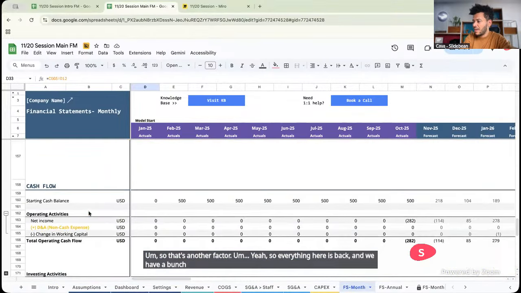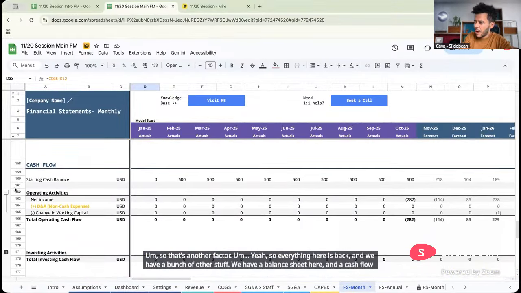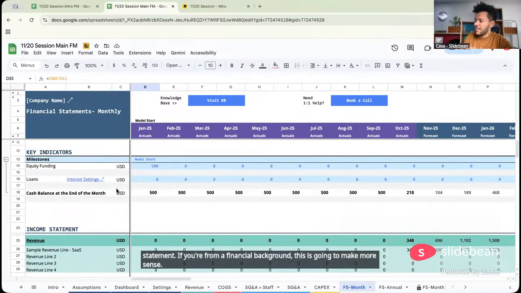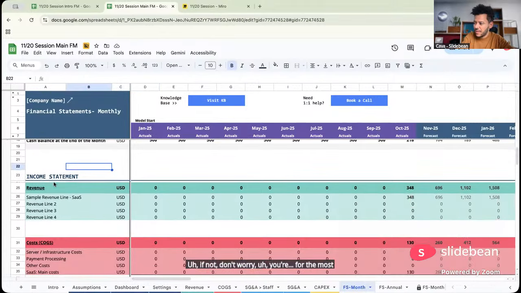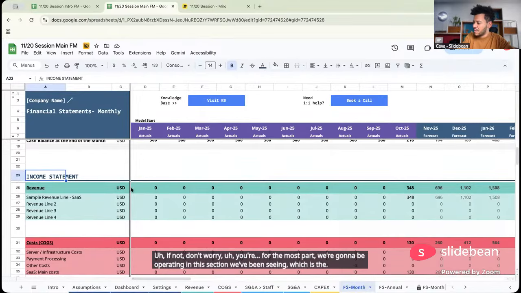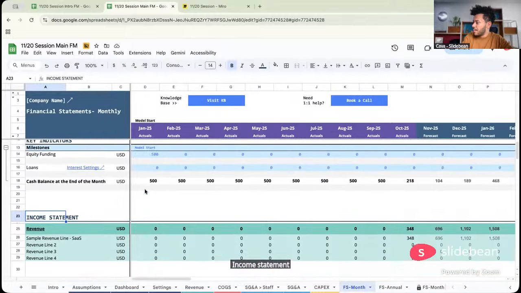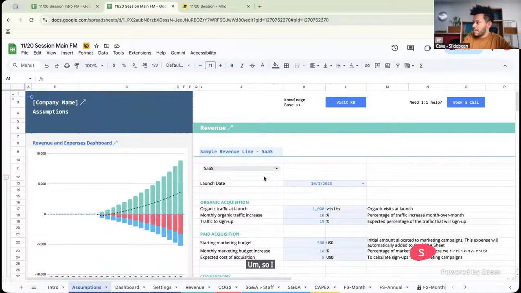We have a balance sheet here and a cash flow statement. If you're from a financial background, this is going to make more sense. If not, don't worry. For the most part, we're going to be operating in this section we've been seeing, which is the income statement. But now we have a bunch of other tabs down here, as you can see. So I'm going to go to the assumptions tab first.